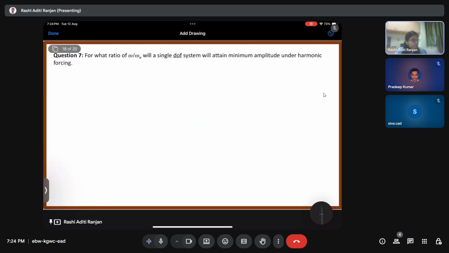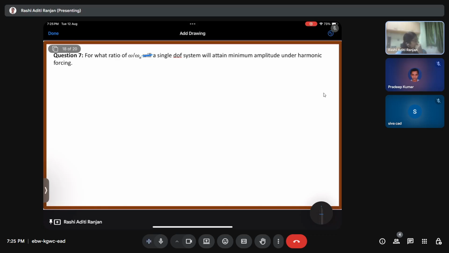So coming on to question number 7, we have: for what ratio of omega by omega n will a single degree of freedom system attain minimum amplitude under harmonic forcing? Secondly, the question is asking about attaining minimum amplitude under harmonic forcing. So this is something which is related to the previous question.